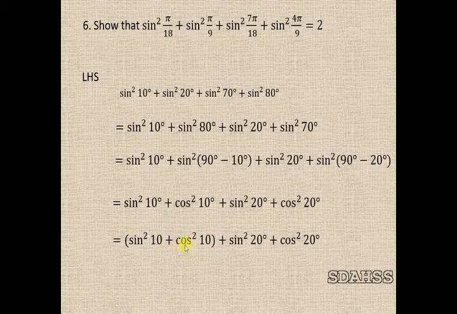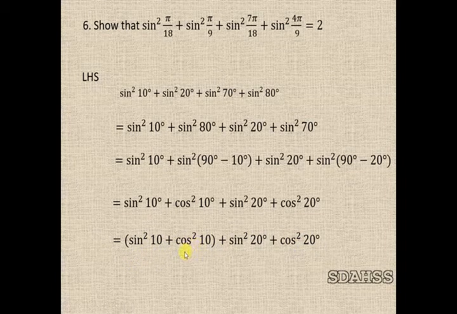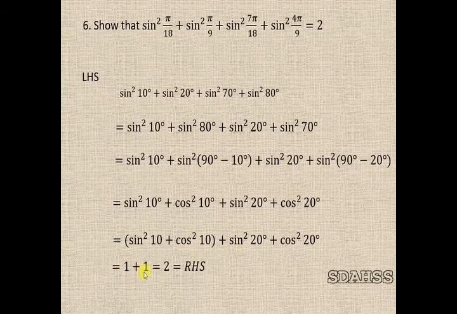Now combine these two terms. Sine square 10 plus cos square 10 plus sine square 20 plus cos square 20. Now this is the form of sine square theta plus cos square theta. We know that sine square theta plus cos square theta is 1. So 1 plus 1, which is 2, is equal to RHS.